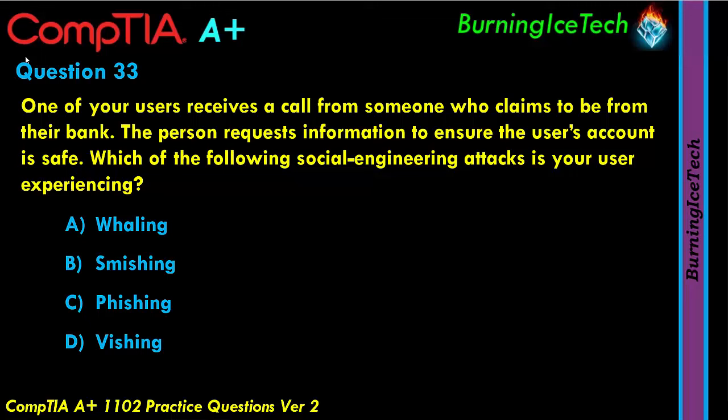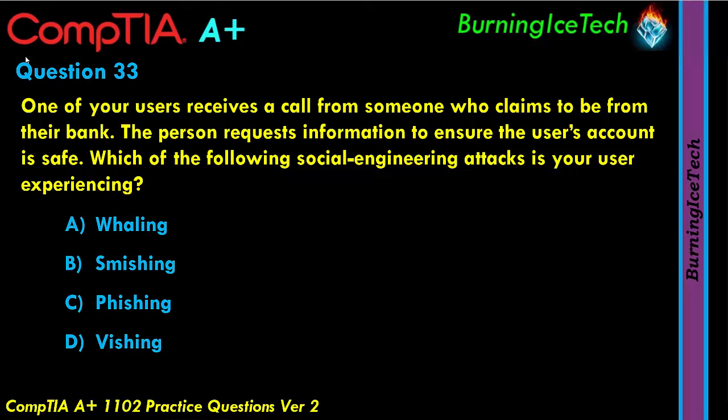So this could be maybe a celebrity. It could be a very high up person in a company. It's a big fat target, which is why we call it whaling. So nowhere in this question do they mention they're going after a celebrity or a very high individual. It just says they called a user and they're pretending to be from the bank. That's it. So it's not A.